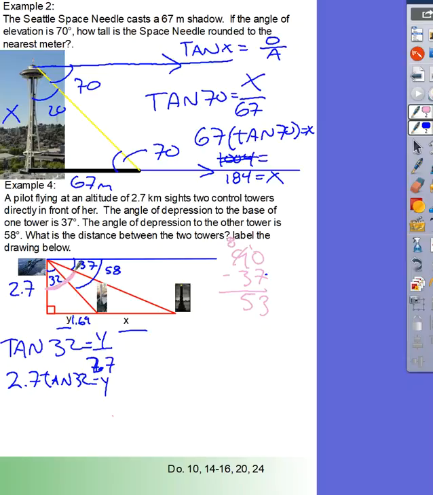Well, but the thing is, we need a right angle, right? So what we're going to do is, we're going to take this. So this whole side length from here to here is 1.69 plus our x value. And this here is 53 degrees. And we still have our 2.7.